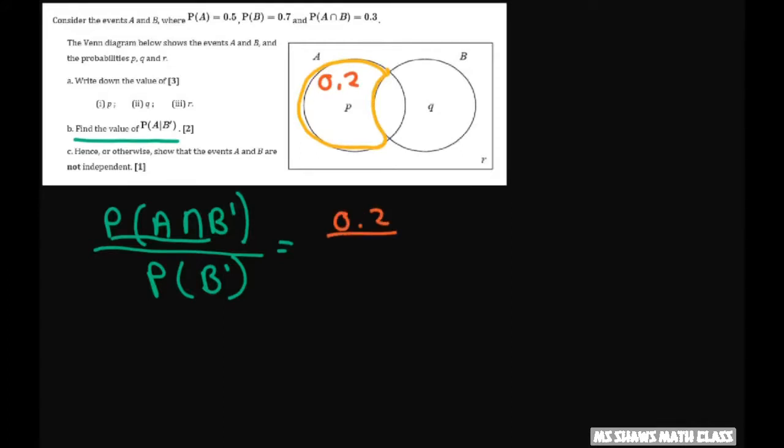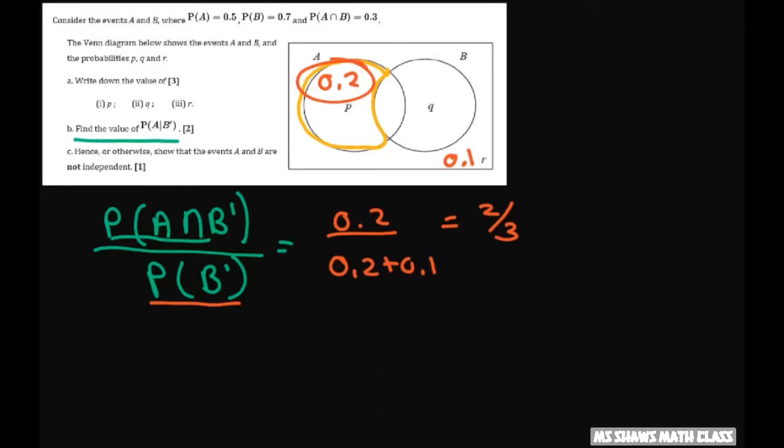And then probability of not B is going to be 0.2 plus 0.1 because you have to include the R here. So not B is everything that we have, these two. And this is going to give you 2/3.